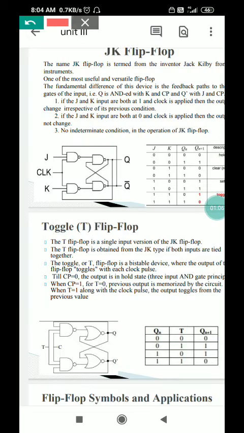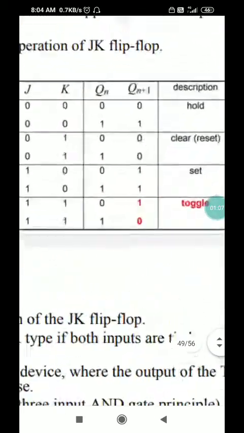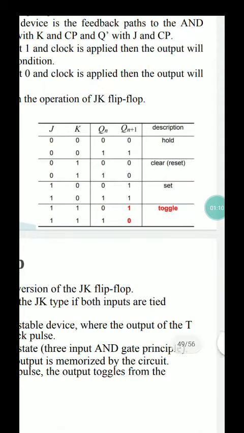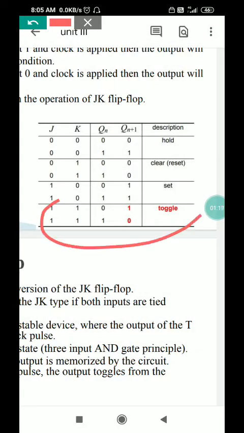Okay, then we have this truth table. The truth table is very easy. It is similar to the SR flip-flop. There is only one change, and that is this row. In this row, if J and K both are 1, then if Qn is 0, it becomes 1, and if Qn is 1, it becomes 0. That is called toggle. Toggle means to change.